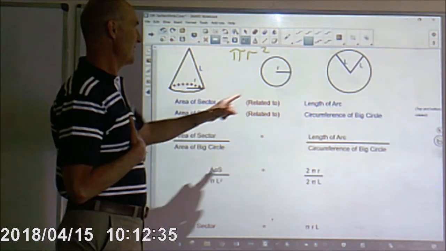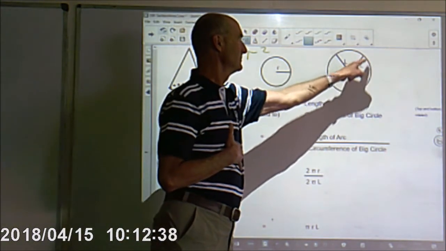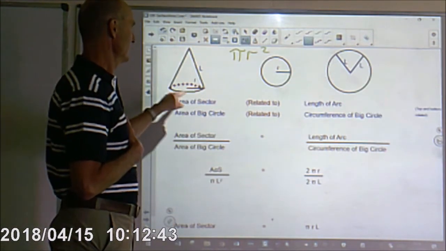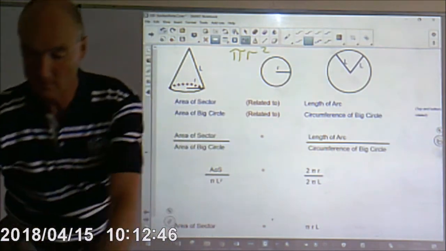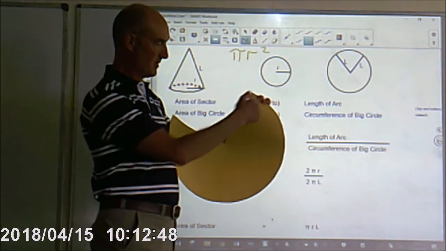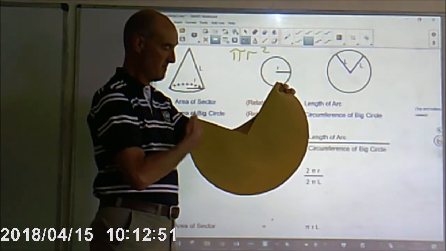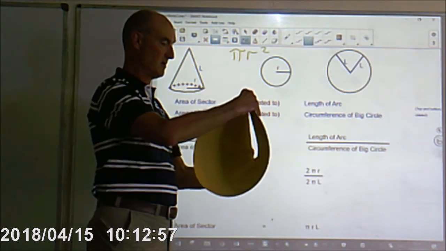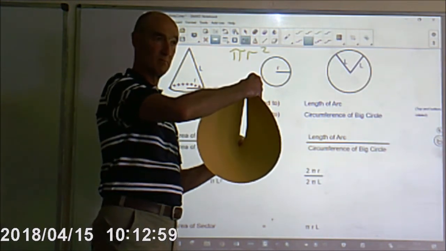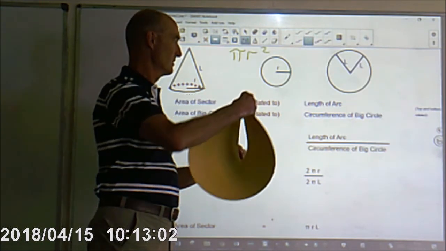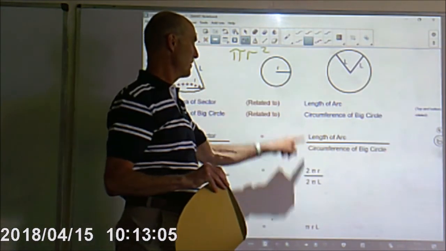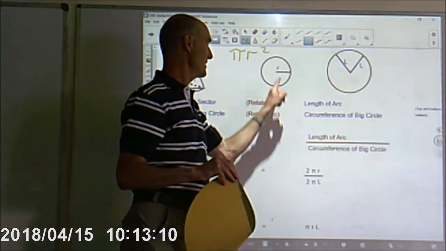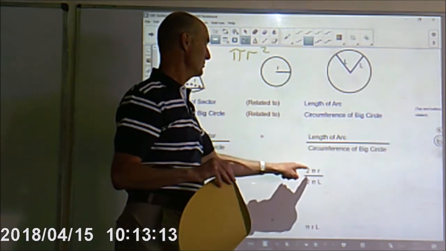But don't forget that the length of that arc is the distance around the circle at the base. There's the length of the arc, all the way around there, and that is the distance around the circular base of the cone. So that is going to be 2 pi r. The distance from here round the arc to here is going to be the same as the distance around there, so it's 2 pi r.